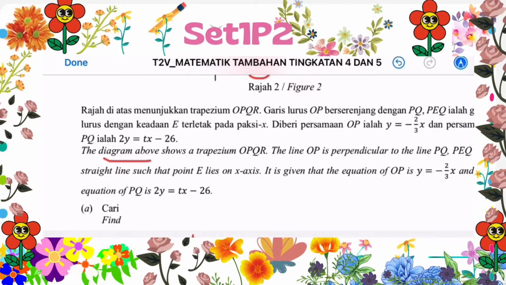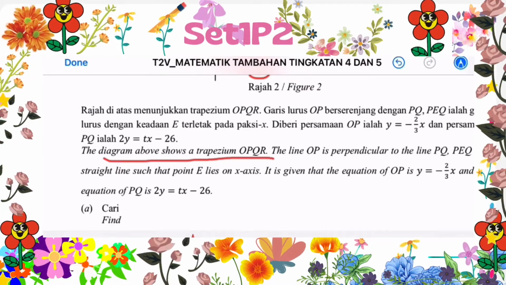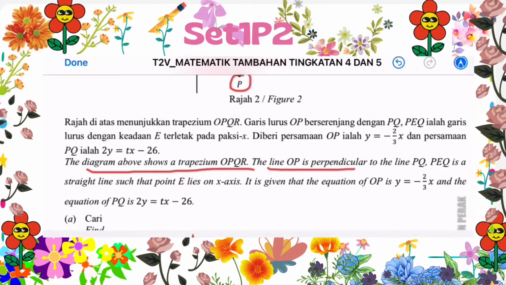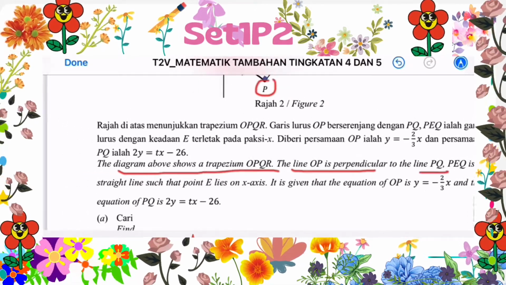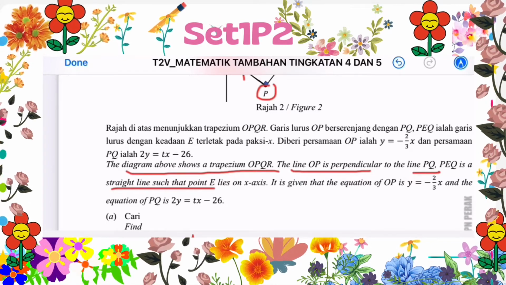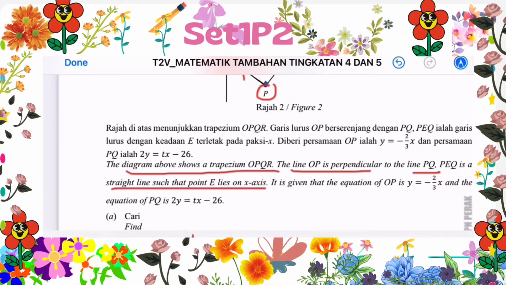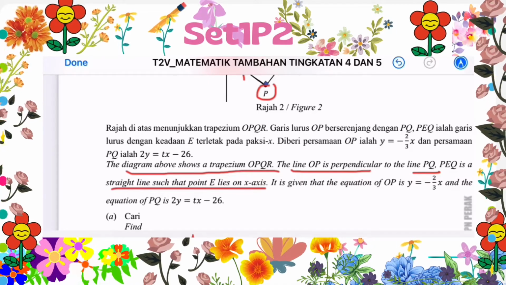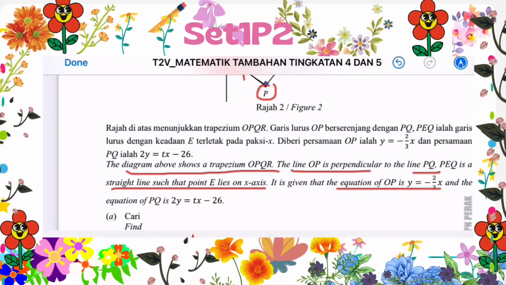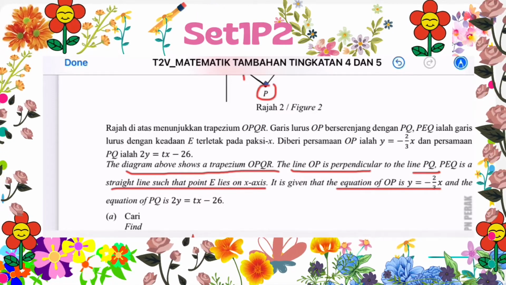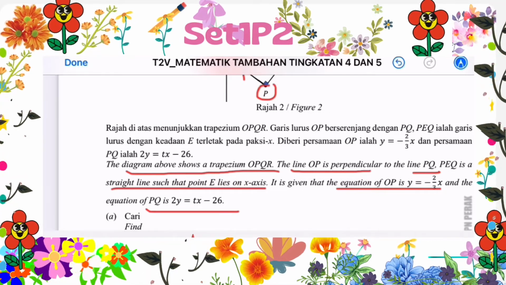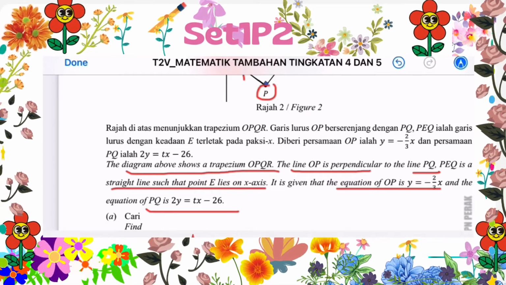The diagram above shows a trapezium OPQR. The line OP is perpendicular to line PQ. PEQ is a straight line such that point E lies on the x-axis. It is given the equation of OP is y equal to negative 2 over 3x, and the equation of PQ is 2y equal to 3x minus 26.